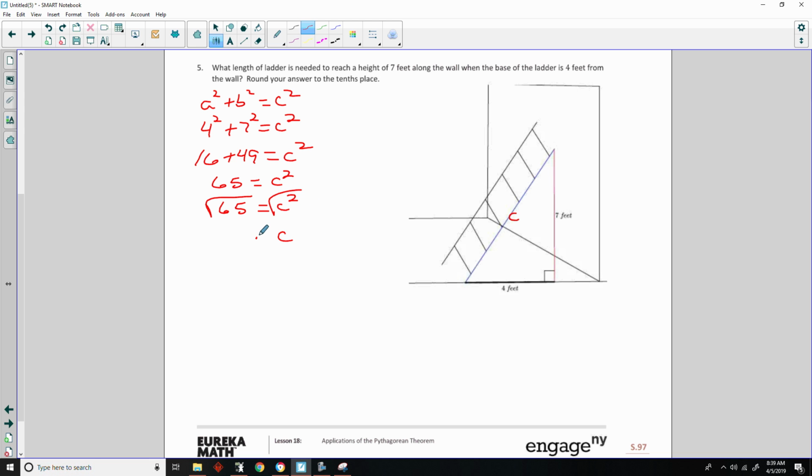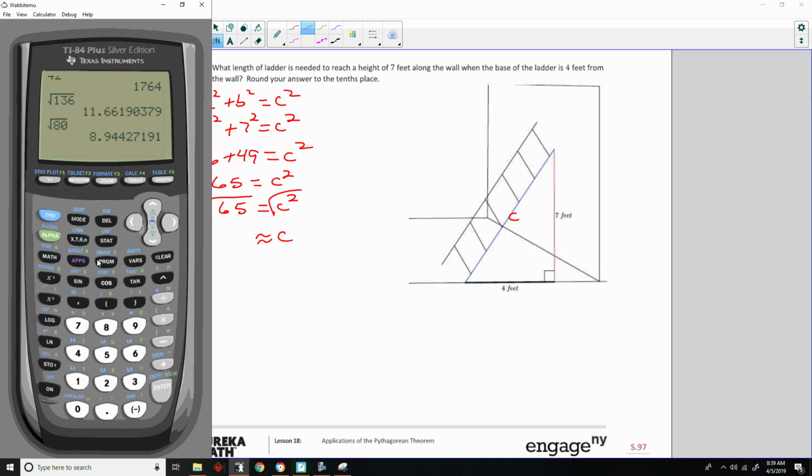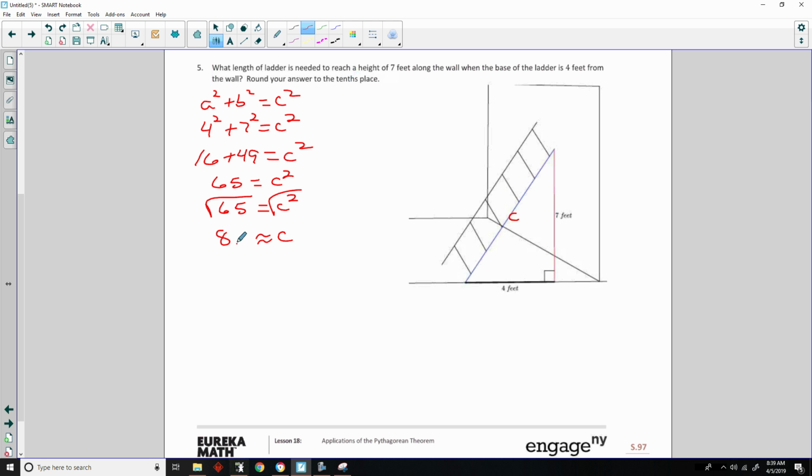And therefore c, and I'm going to do an approximation because I know it's going to round. The square root of 64 is 8, so this is a little bit more than 8. You need to start recognizing approximations. Square root of 65 should be 8.06. Round your answer to the tenth place, 8.1 feet.